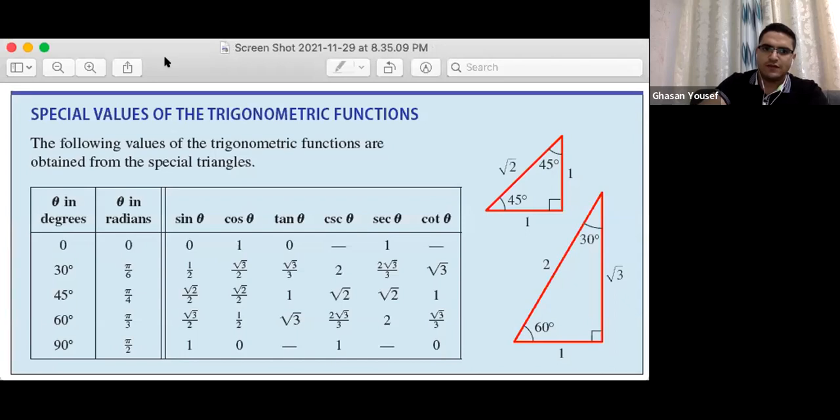So these angles are special angles. This angle here is in degrees, and this angle is in radians. Clear? Everyone can see the picture? You can see the picture here?